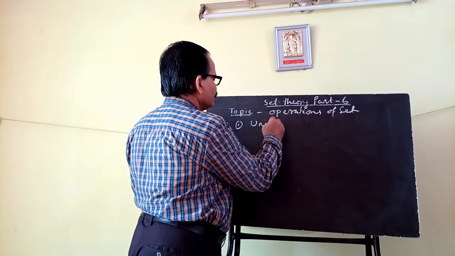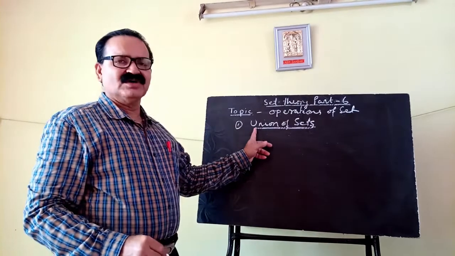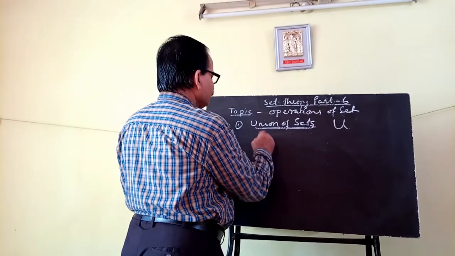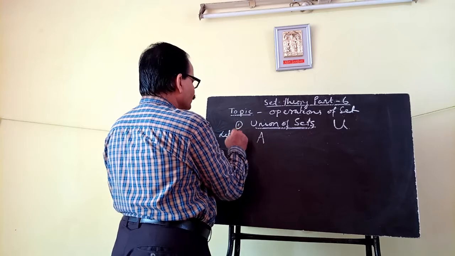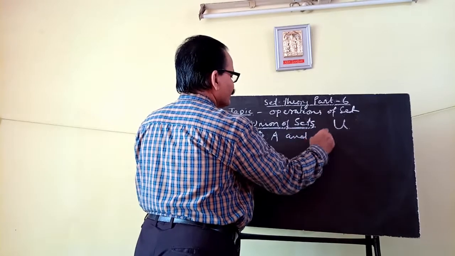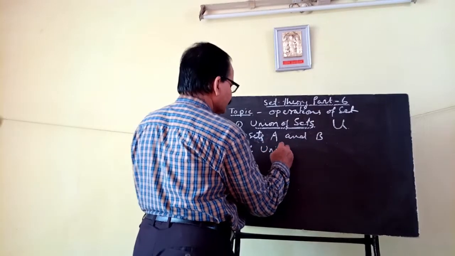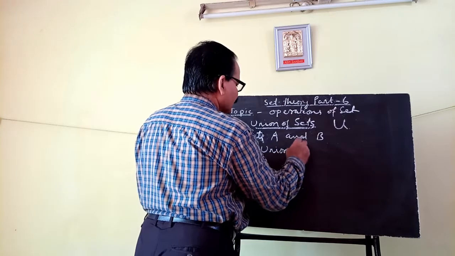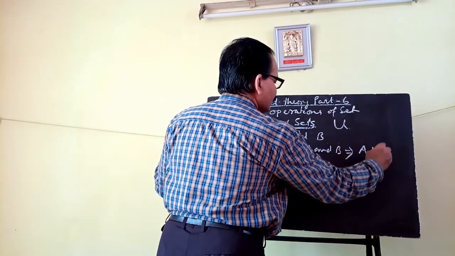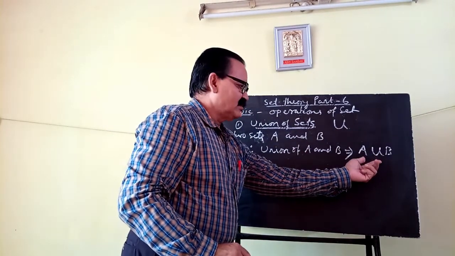Union of sets. The symbol of union of sets is U. Suppose there are two sets, let two sets be A and B. Therefore, the union of A and B is represented by A union B. Symbolically, this is the statement and this will be the symbolical operation.